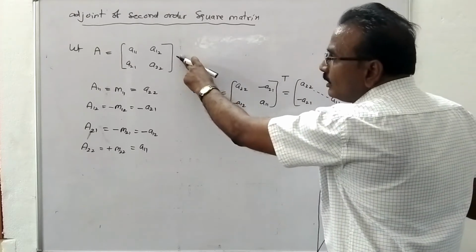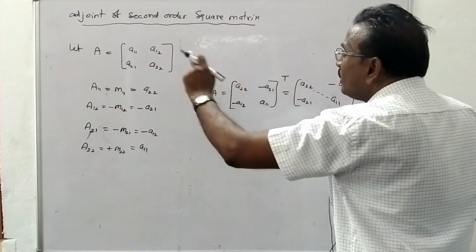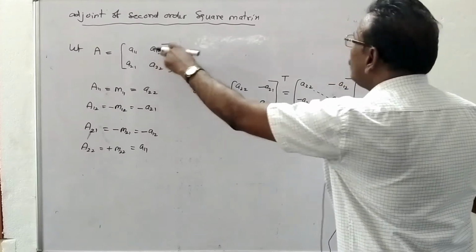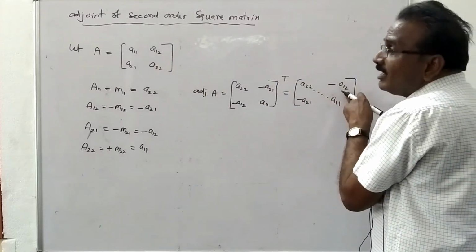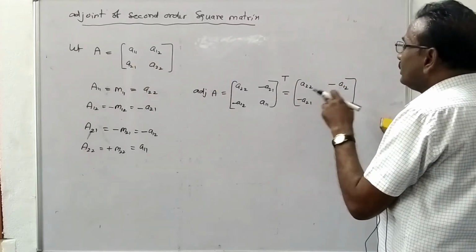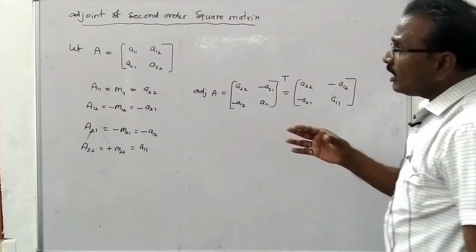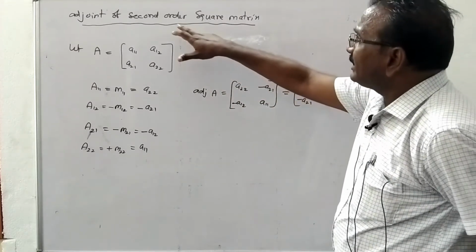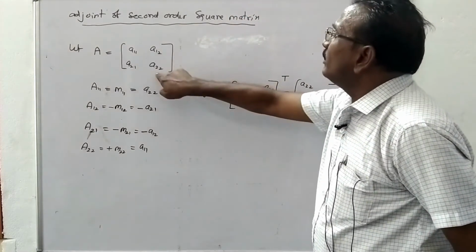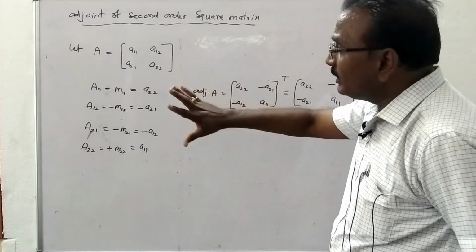Observe this matrix A: A11, A22. In the adjoint, it is A22, A11. The principal diagonal elements are interchanged. Next, observe the other diagonal elements: A12 becomes minus A12, and A21 becomes minus A21. The sign of the other elements changes. Therefore, the short method is: the adjoint of a second order square matrix is obtained by interchanging the principal diagonal elements and changing the sign of the other elements.